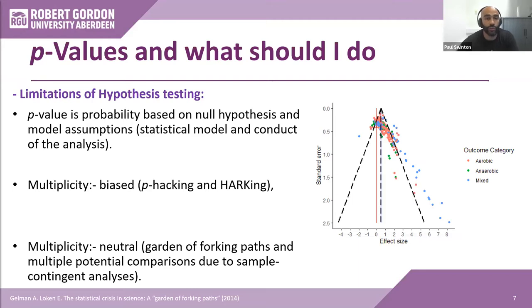I think another interesting problem for kinesiology is that even if we don't engage in biased practices such as p-hacking and harking, there are neutral multiplicity issues to consider. That's basically where multiple tests could be conducted, through transformations, through model building, through outlier detection. The fact that data is idiosyncratic, especially with small sample sizes, means that even if a researcher only conducts one test, the fact that multiple tests could be conducted has the same effect as all other multiplicity and actually increases the type one error rate. So even if you're not engaging in biased processes, error rates are still likely to be inflated.